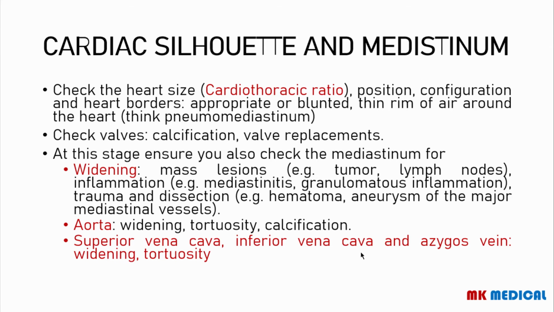Then you also want to check the valves if there's any calcifications or valve replacements. I think I showed you a valve replacement of a ring around that, or valve repair around that, on an X-ray much earlier on. So at this stage, you should ensure that you check that the mediastinum isn't wide, because sometimes it can widen due to certain lesions, like for example tumors or even lymph nodes. You may sometimes have inflammation causing this, for example a mediastinitis or a granulomatous inflammation.